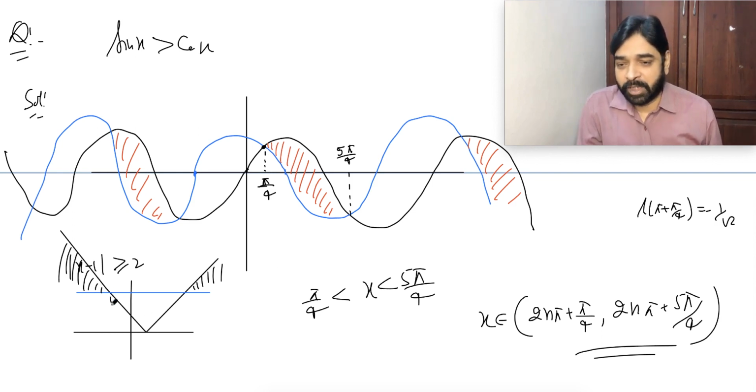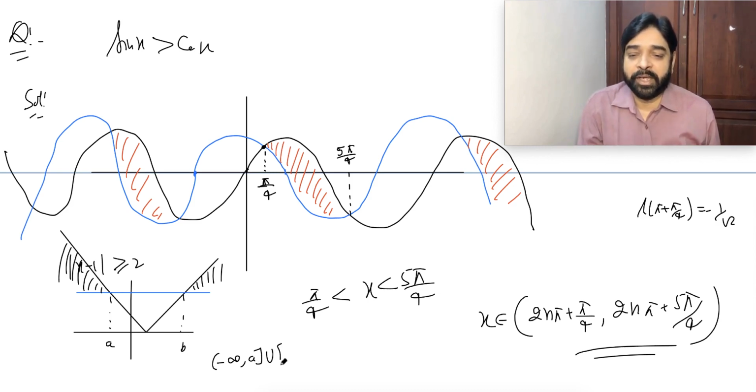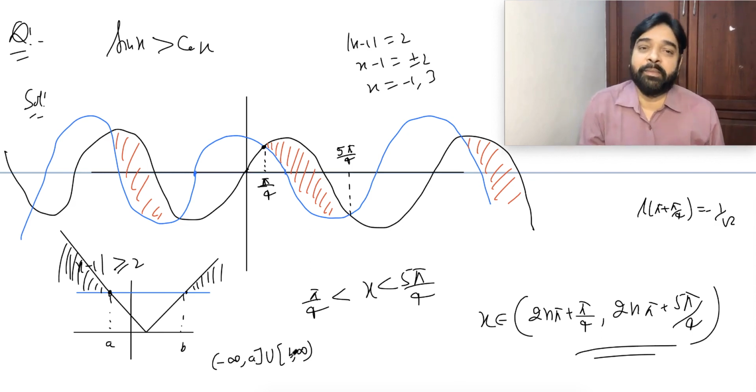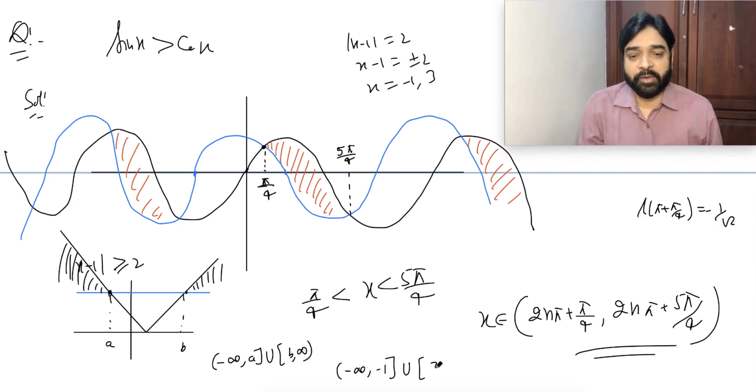Suppose this point is A and this point is B. So I will say the answer will be minus infinity to A closed, union B to infinity. My only target is to get the A and B values, and that is very simple. This is the point when mod of x minus 1 equals 2. So mod of x minus 1 equal to 2 means x minus 1 equal to plus minus 2, means x equal to minus 1, 3. That means A is minus 1 and B is 3. So the answer will be minus infinity to minus 1 union 3 to infinity.